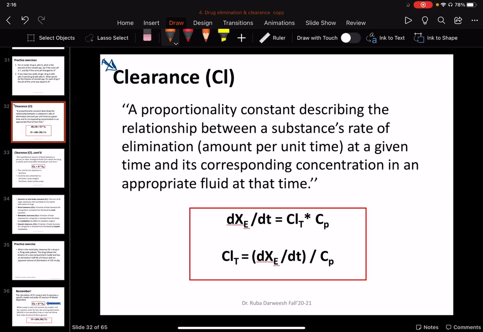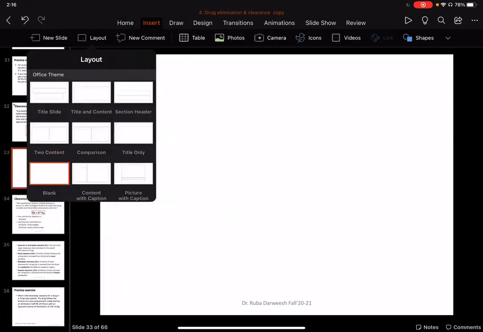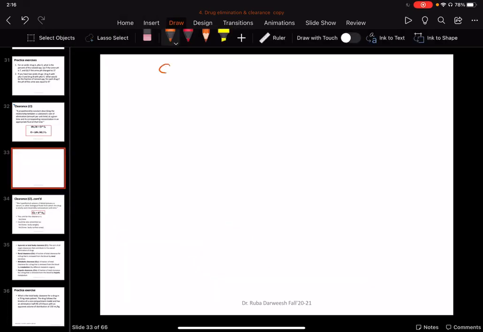Okay, to continue with the elimination and the clearance chapter, we will talk a little bit about the clearance before we go into the hepatic clearance. If we remind ourselves with the clearance equation or equations that we usually use for total clearance, systemic clearance, or just clearance, or we said total clearance.